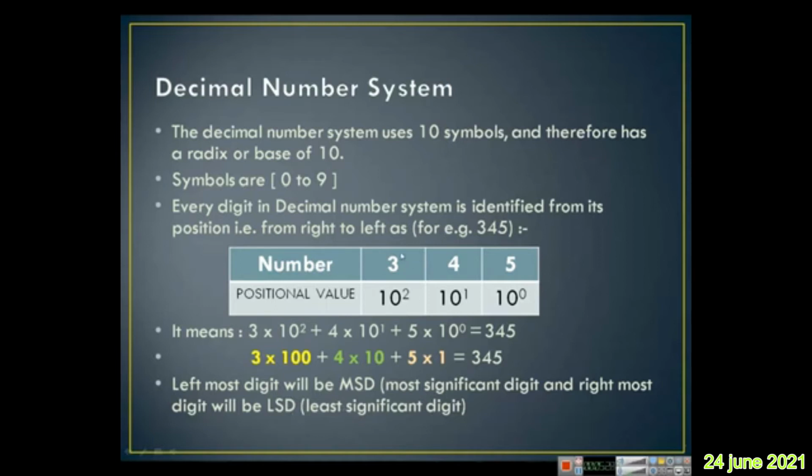In this example, 3 is the most significant digit and 5 is the least significant digit. This is what you have to know about the decimal number system. All number systems follow the same rule.